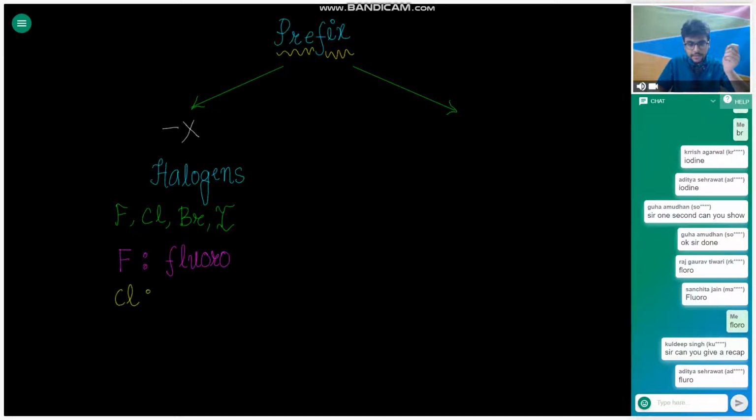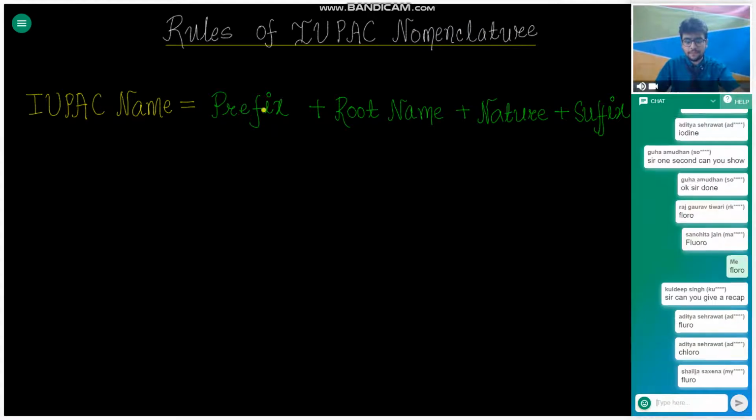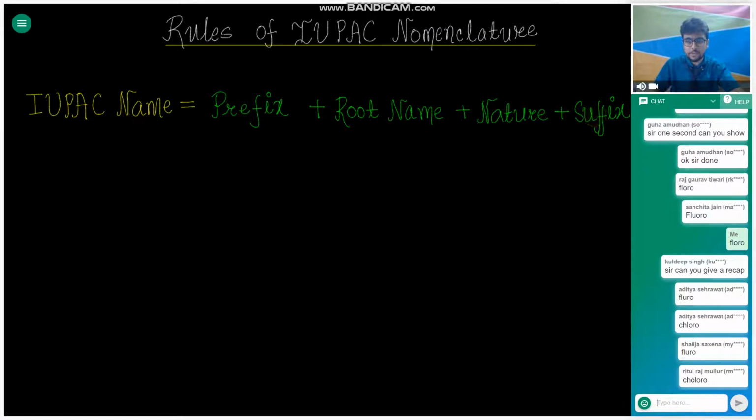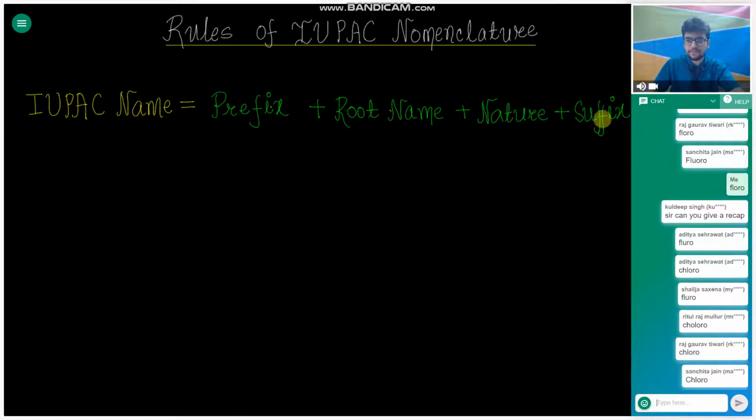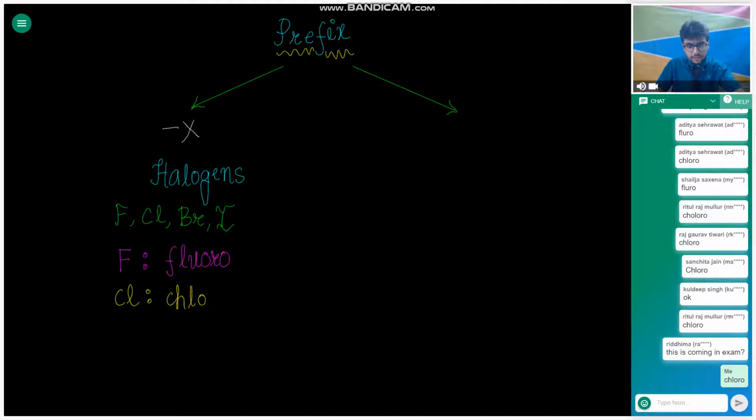We are talking about the IUPAC name. There are four things in the IUPAC name: prefix, root name, nature, suffix. Out of those we are currently learning prefix, and in that, halogens. So for chlorine we are going to write chloro.